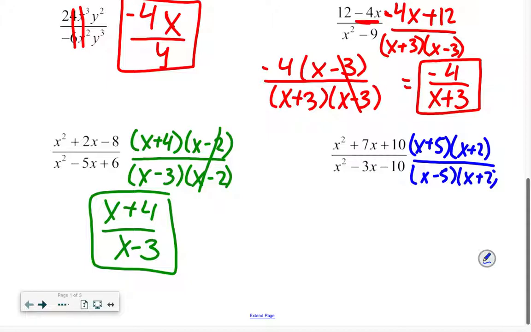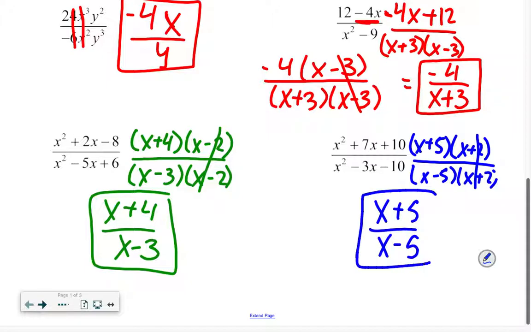What happens? My 2's cancel. Important: these do not. One is a plus, one is a minus. Okay, so I'm left with x plus 5 over x plus 5. Good. You can't even pull a negative out here. When you have a plus and a negative, they don't cancel. Okay? Alright. Questions on that stuff?